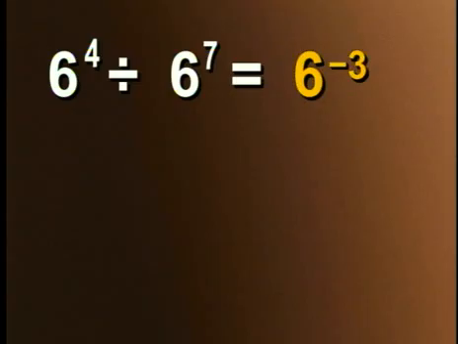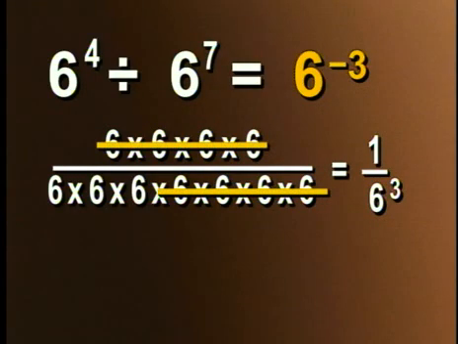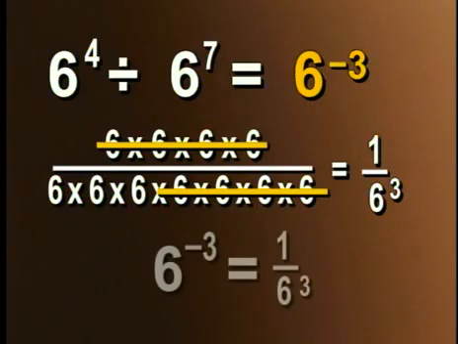If we go back and look at this problem and see what it means, then we'll understand what the negative 3 power is. We have 6 times 6 times 6 times 6 in the numerator, and we have 7 6's multiplied, that is 6 to the 7th power, in the denominator. We can cancel by dividing by 4 of the 6's on top and bottom, leaving a 1 in the numerator and 6 to the 3rd in the denominator. Therefore, 6 to the negative 3 equals 1 over 6 to the 3rd.